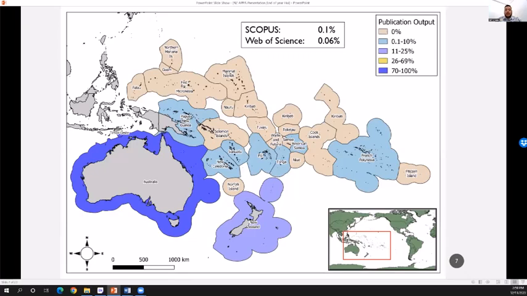And here we found that out of approximately 13,000 studies conducted in Oceania and indexed in Scopus, only 0.14% were studies out of Pacific Island countries or territories. And as for Web of Science, out of 30,000 pollution-related studies that were indexed, only 0.06% were studies out of Pacific Island countries or territories. And this is only on a regional scale, not on a global scale.